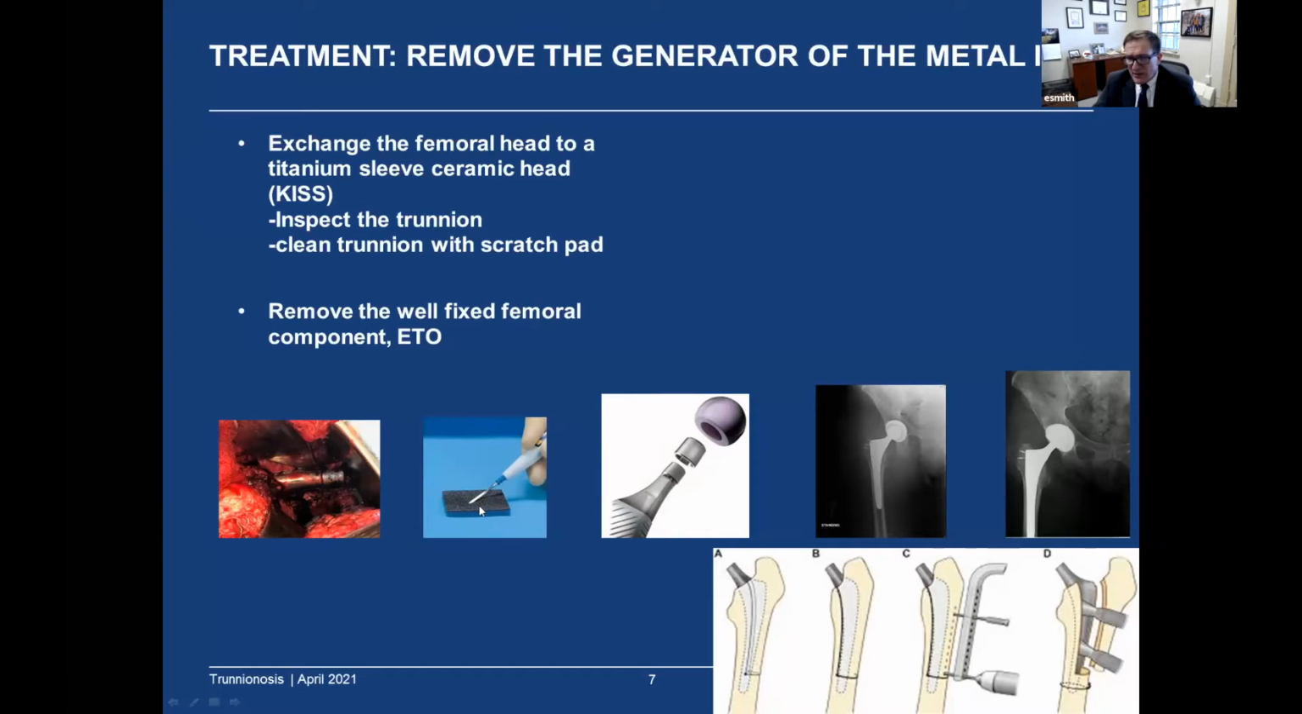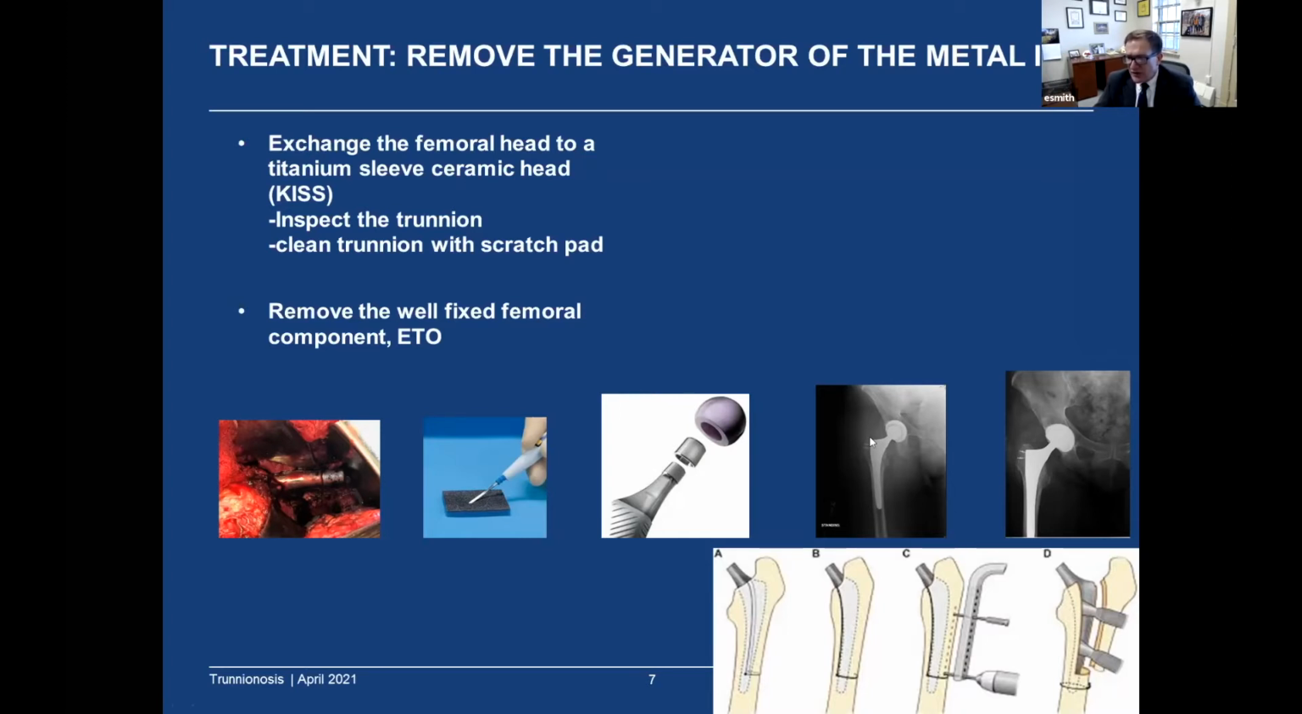Typically, this Bovie scratch pad is just taken off the back table and then used as a sanding paper, if you will, to sand down the gross findings on the trunnion. And then a ceramic head, but with an internal titanium sleeve. This is called a TS ceramic head, and it is implanted because you don't want to implant a fresh ceramic head onto a used trunnion, because there are small little bumps or asperities on the trunnion, which can then lead to cracking of your ceramic head. So you always have to put a titanium sleeve in a used trunnion situation.